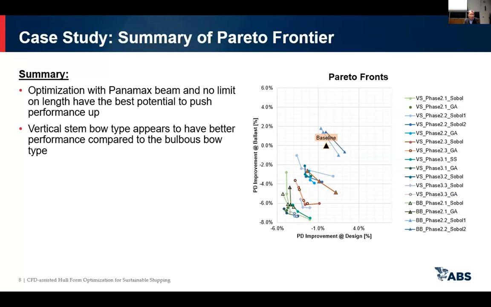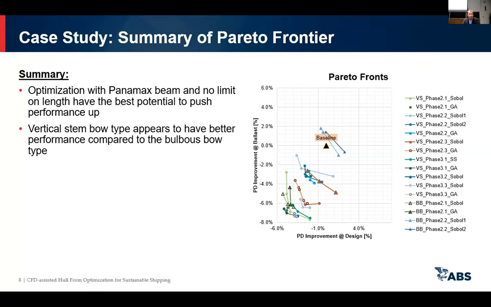As you can expect, there are lots of details. I'm just showing you the summary. Here, the baseline is shown as a big triangle, and VS is vertical stem, and VB is bulbous bow. And of course, we did thousands of evaluations. We're just showing the Pareto frontier. The x-axis is PD at design condition, and PD at ballast condition is on the y-axis. And the number is percentage improvement compared to the baseline. As you move to the left side and to the bottom, it's a better design.